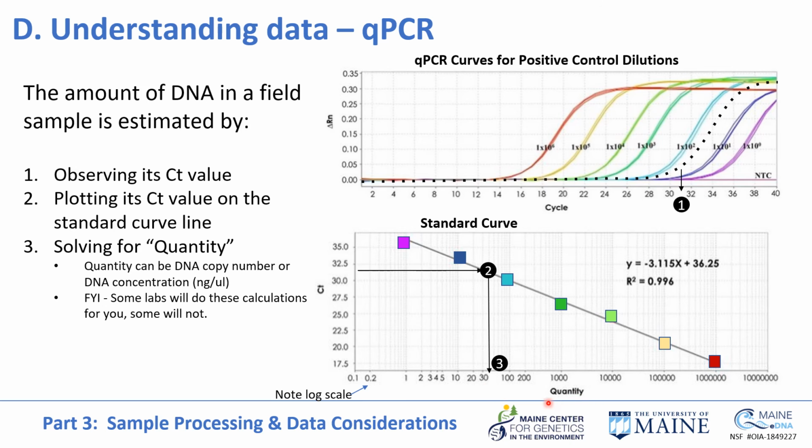And so note here I'm saying quantity is pretty vague. You can measure quantity as DNA copy number if you order it from a company, or if you just have known concentrations of DNA that you extracted yourself, you can use quantity as nanograms per microliter. And just FYI, some labs will do these calculations for you, so they'll do the standard curve fitting and all that and estimate it for you. Other times they're just going to give you the CQ values or the CT values, and you're going to have to create the curve and infer the samples yourself.